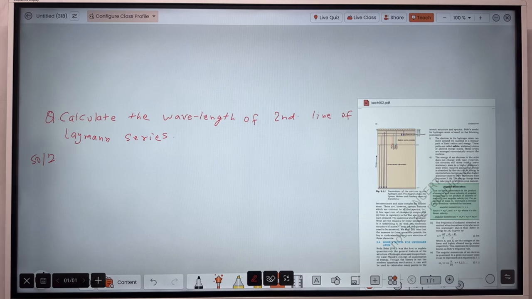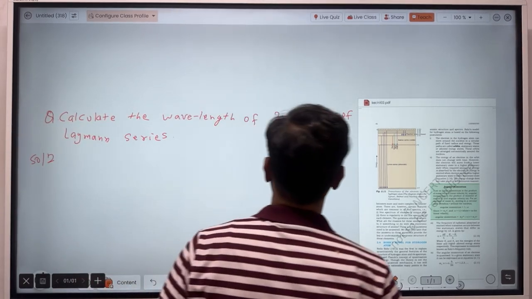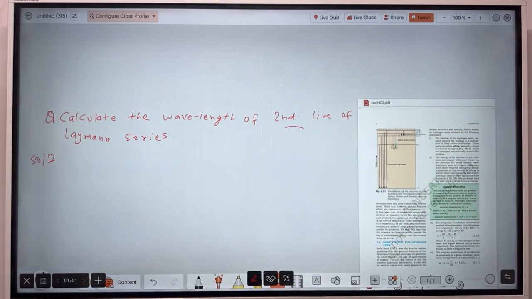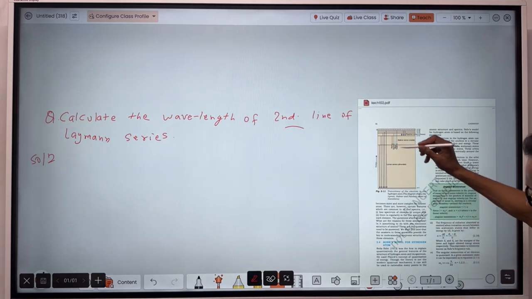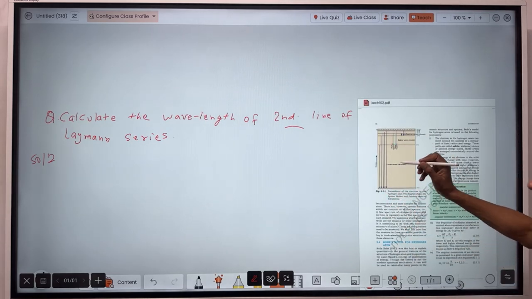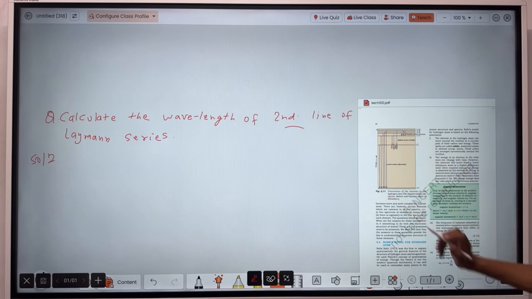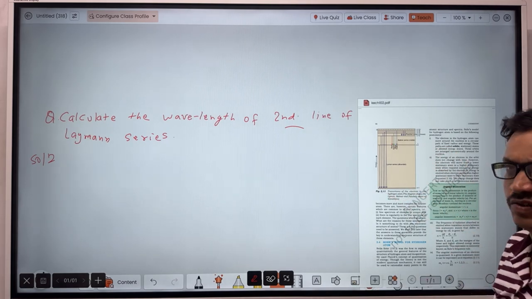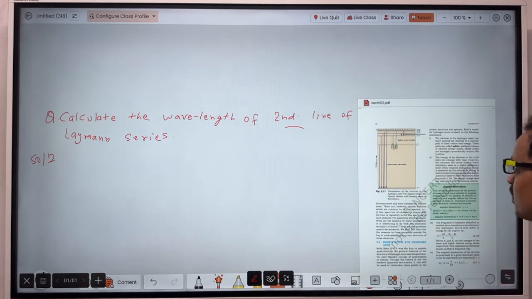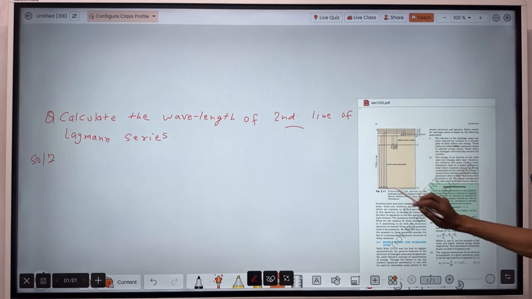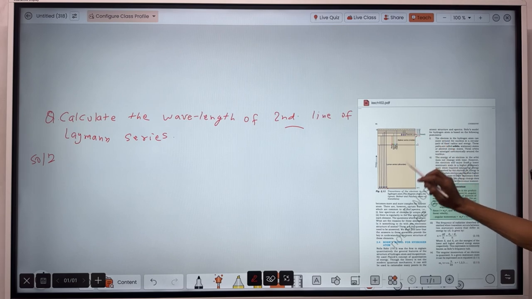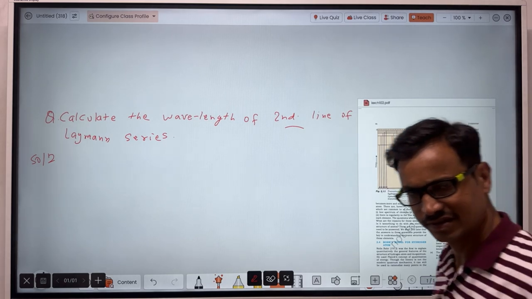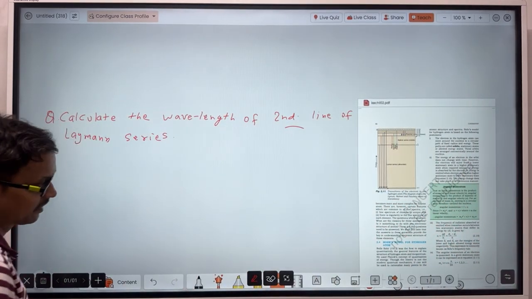Now listen. It is asking the wavelength of the second line of the Lyman series. So the second line of the Lyman series will be how? Here n equals 1. When an electron falls from n equal to 2 to n equal to 1, that will be the first line of the Lyman series. And when an electron falls from n equal to 3 to n equal to 1, that will come under the second line of the Lyman series. Okay, so let's see here.